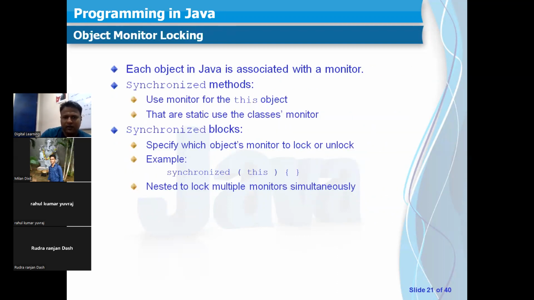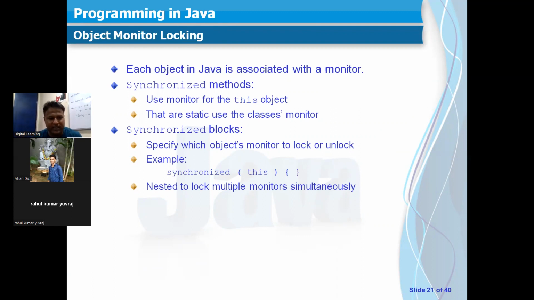See there. Each object in Java is associated with a monitor. Monitor means whenever you are moving through traffic, there is a traffic signal which notifies you when to stop and when to move. In a similar way, after writing the synchronized block, we are using a monitor which identifies when to move and when to stop.